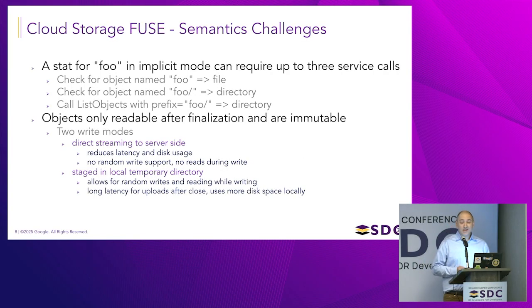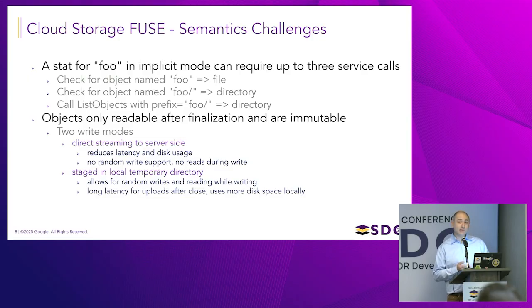So there's a lot of semantic challenges, though, when you implement this, right? So I'll give an example. If I call stat in the file system, and I say stat foo, when you mount in implicit mode, which is kind of like the default mode, you might have to do 3 service calls to figure out how to service that stat. First, you check if there's an object name called foo, and if there is, then it's a file. But if it doesn't exist, then you have to check if there's an object named foo/.